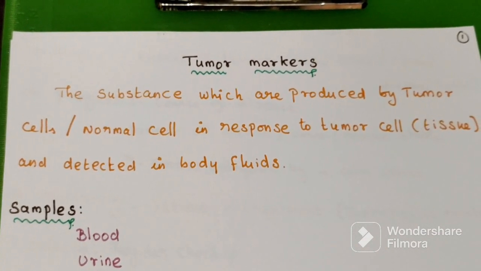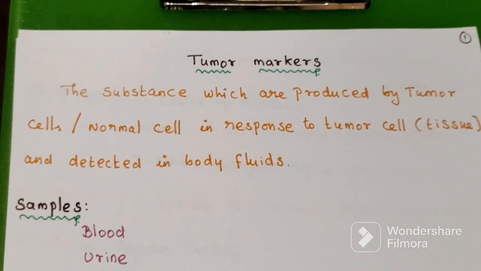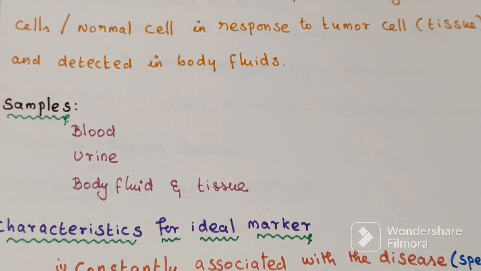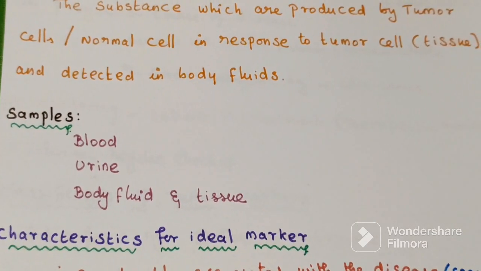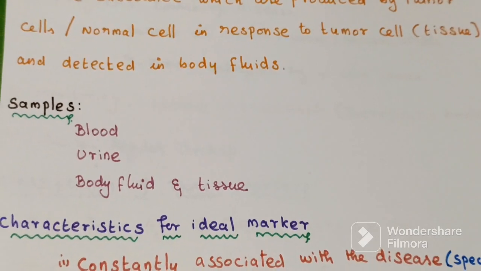They are associated with cancer. That's why they are called tumor markers. Next is samples: blood, urine, body fluids and tissues. Various tissues are taken for estimation of tumor markers.